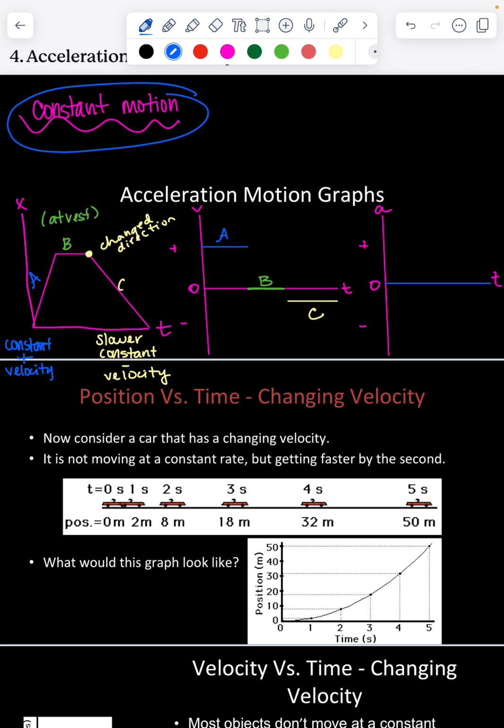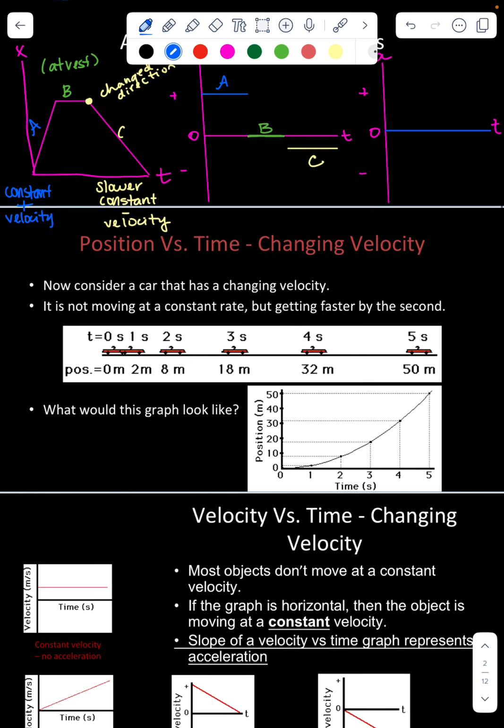All right, so if we were to create an acceleration versus time graph for that, they would just all be at 0. All right, so that's what that would look like. All right, so we're going to kind of change it up a little bit.